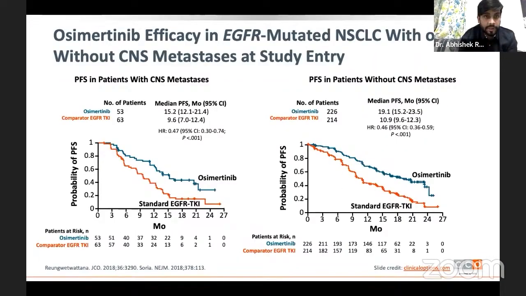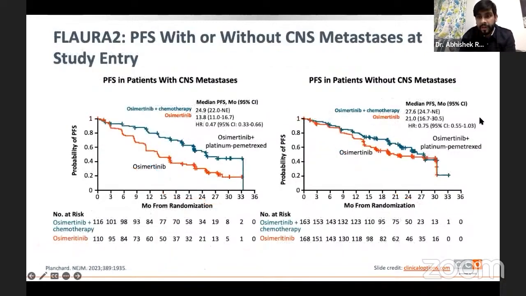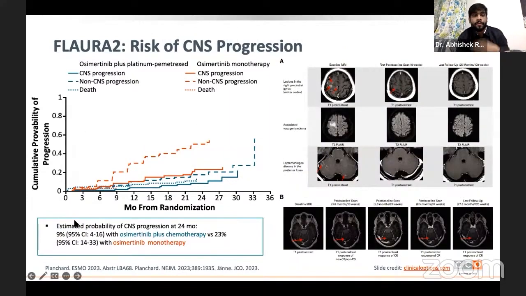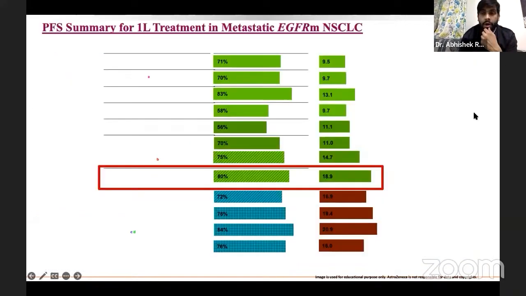This is the data from FLAURA, where you can see that the patients have excellent CNS PFS rates, irrespective of whether CNS metastasis is present or not. A similar result is also seen in FLAURA2. In FLAURA2 also, the risk of CNS progression is lesser if the patient has been treated with both chemotherapy as well as osimertinib. So this is the PFS summary for EGFR-treated patients. I think there is some issue with the slide, but this is what osimertinib is. It is 18.9, 14.7 months was for ARCHER, and these are for your first and second generation TKIs.